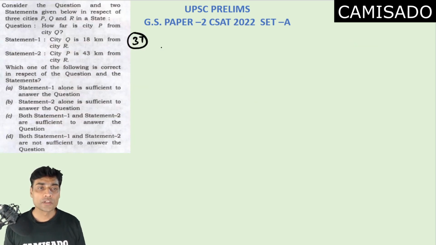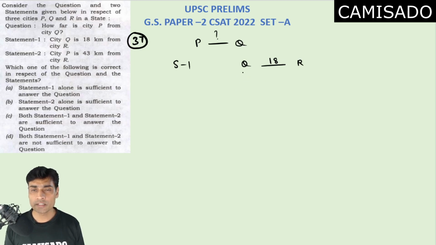Now again, the question is, how far is city P from Q? The distance between P and Q is the question. Statement number 1: city Q is 18 kilometers from city R. It's given, but it doesn't tell anything about the distance between P and Q, therefore this statement alone is not sufficient. A is the wrong option.